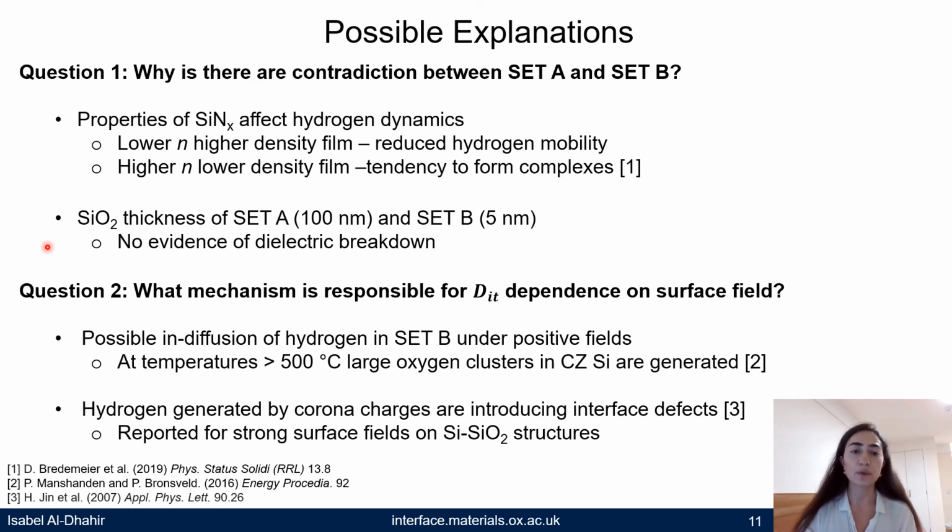The second question is, what mechanism is responsible for the density of interface state's dependence on surface field? One possibility is that hydrogen is diffusing into the bulk of Czochralski silicon in set B substrates under positive surface fields, and is interacting with oxygen clusters that are generated at high temperatures within Czochralski silicon. And so it could be that we are observing the effects of interface depassivation as the hydrogen diffuses into the bulk of the silicon, and therefore it's quite possible that negative surface fields are responsible for retaining the hydrogen at that interface and preventing that indiffusion and depassivation from taking place.